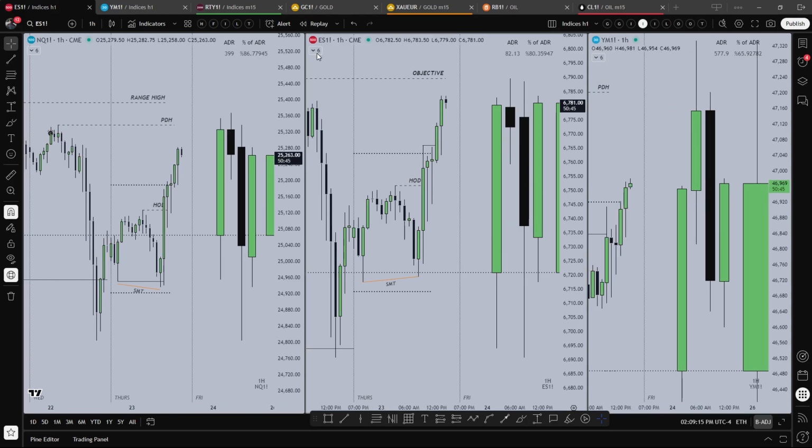If I turn the weekly open off, it is confusing a bit.